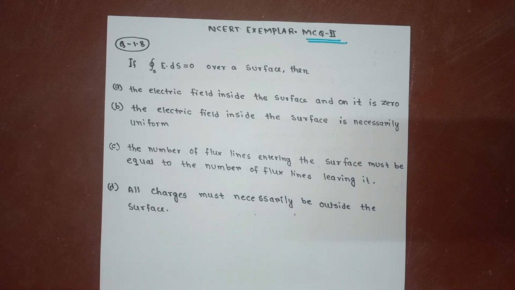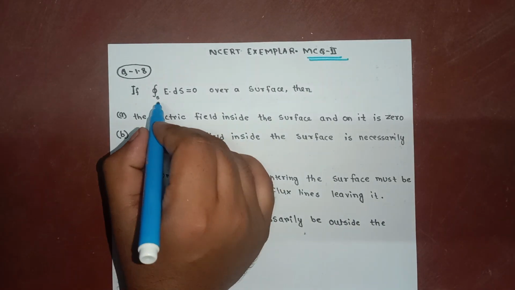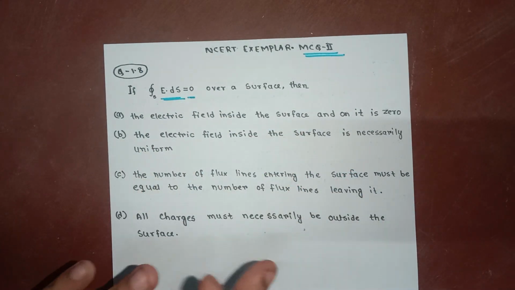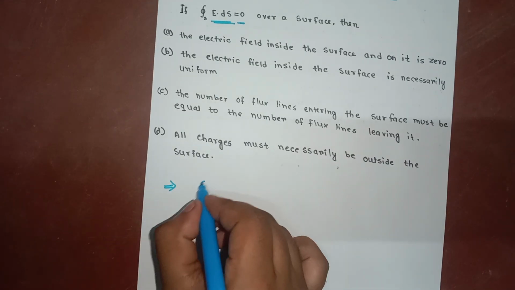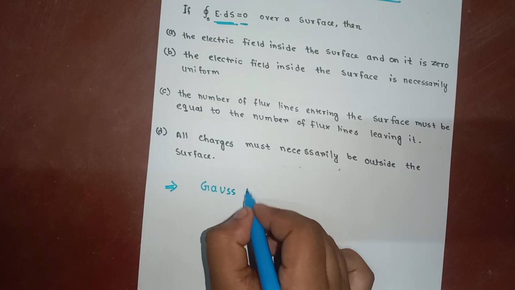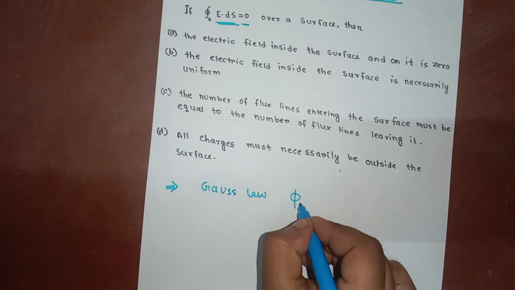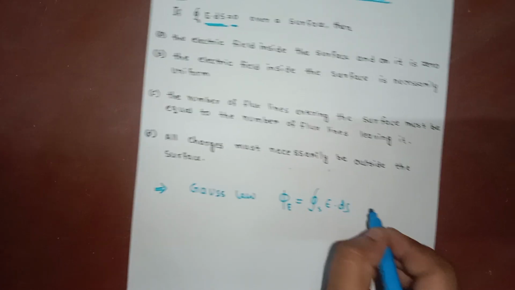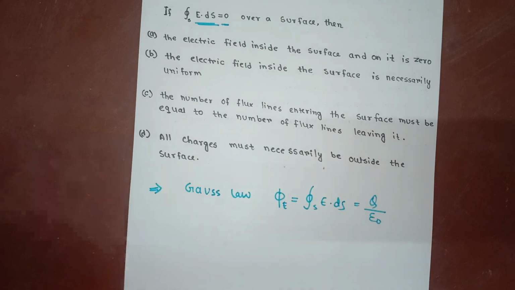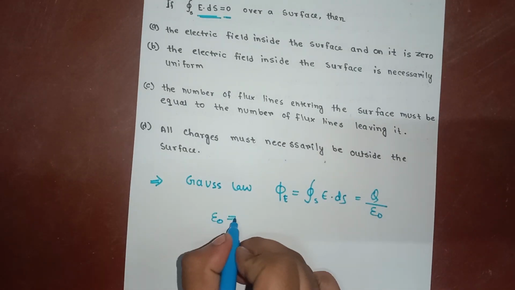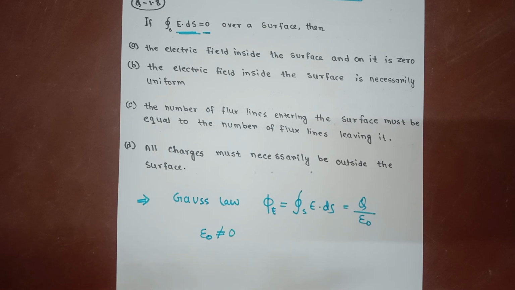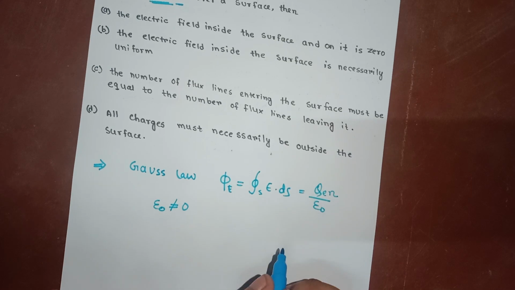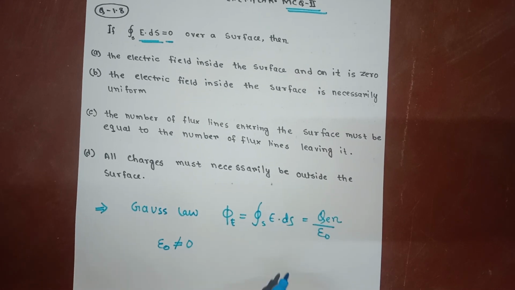Question number 1.8, what they're asking: surface integral of E dot ds is 0 over a surface. Then what do you mean by this? First of all, according to Gauss law, electric flux, which is the surface integral of E dot ds, would be equal to charge by epsilon naught. First of all, epsilon naught can never be 0, right? And this charge is an enclosed charge.